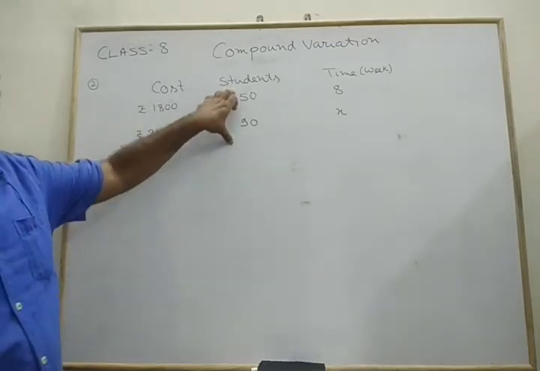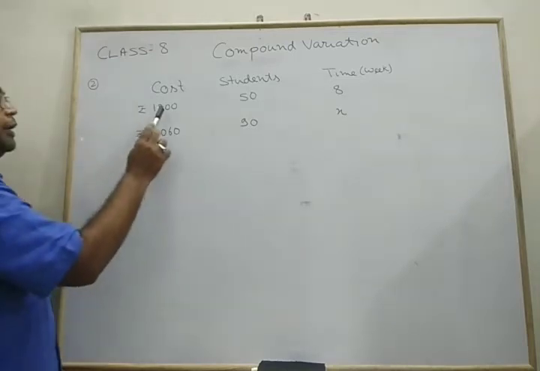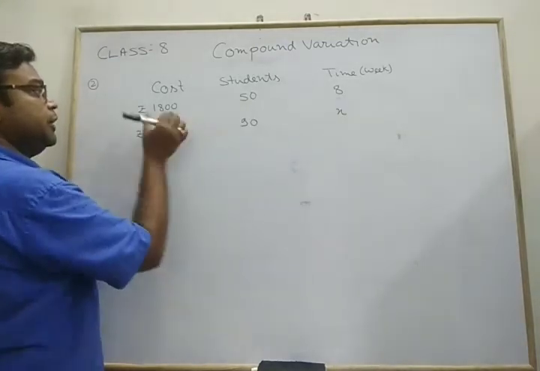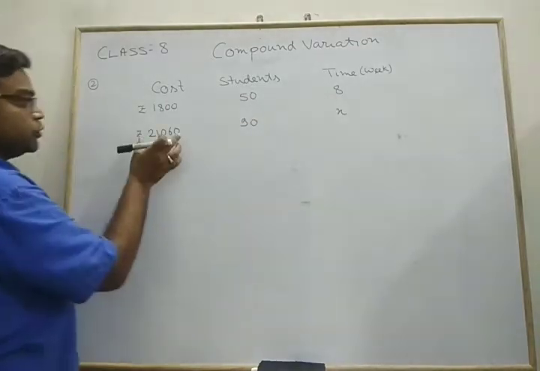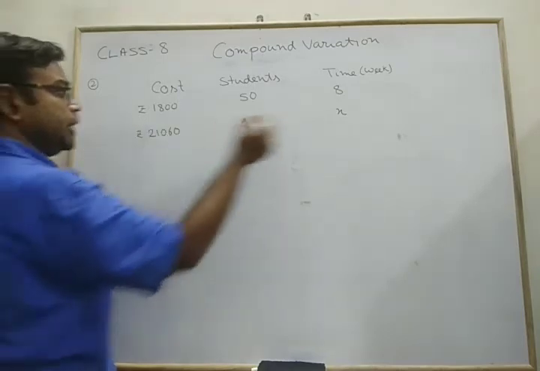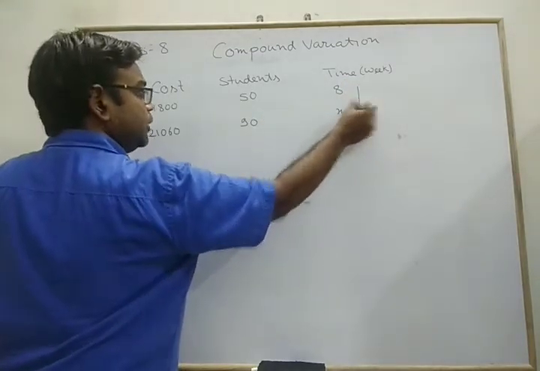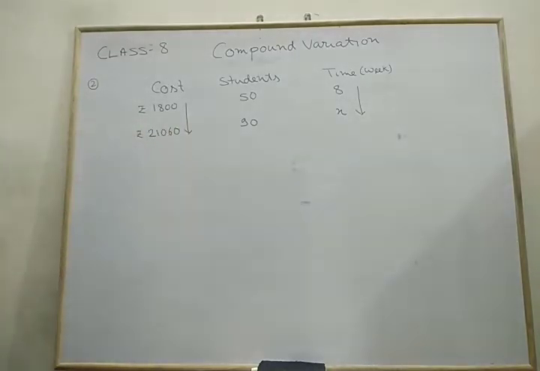If we keep students constant, we compare with cost. If 1800 rupees lets students stay 8 weeks, then more amount, more weeks. So this is your diagonalization. The arrow moves in the same direction.